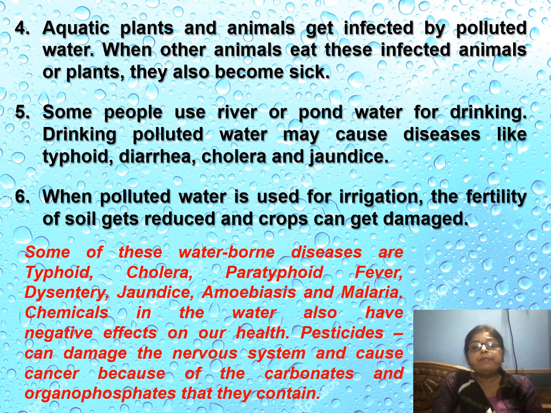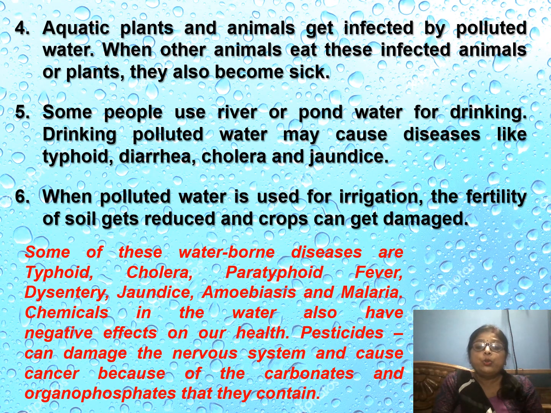Next, aquatic plants and animals get infected by polluted water. When other animals eat these infected animals or plants, they also become sick. Due to pollution, all the aquatic animals are using this water, and when such infected animals are taken by other animals, those animals also become sick.